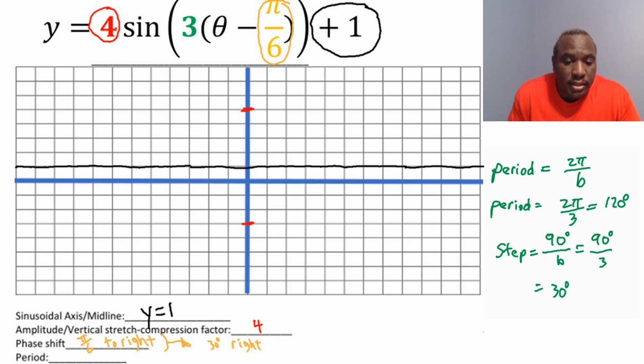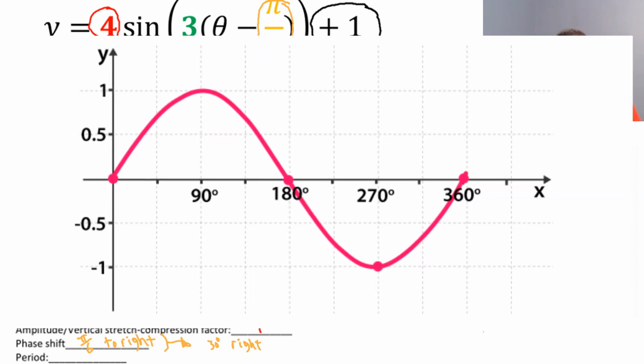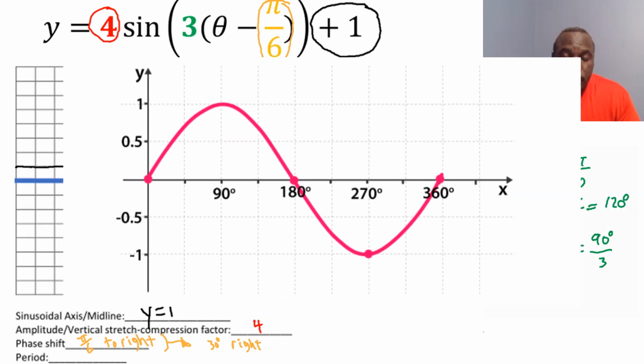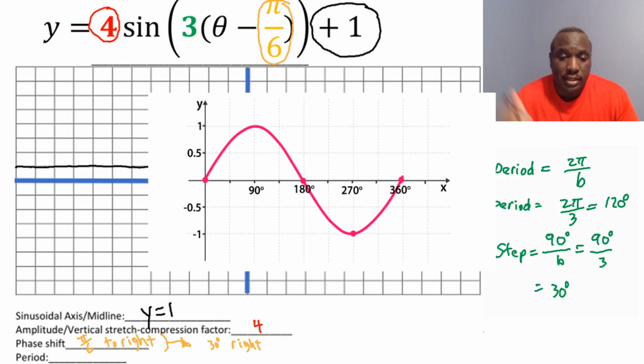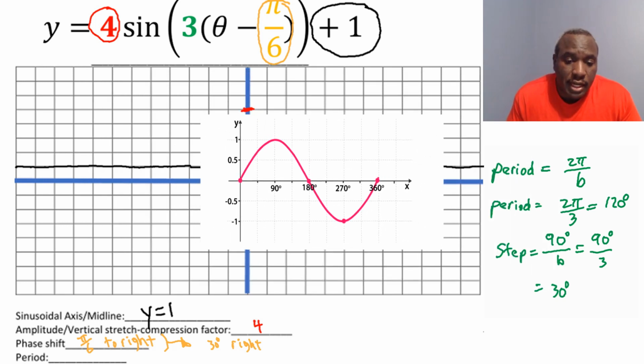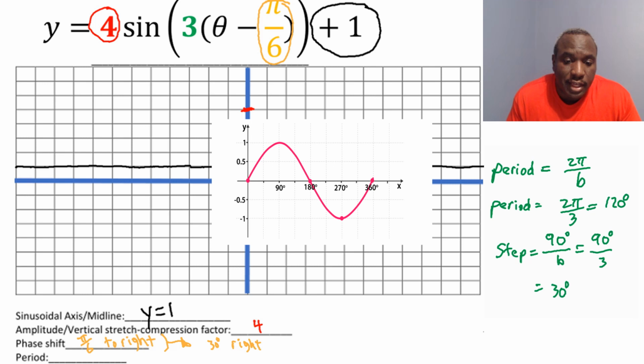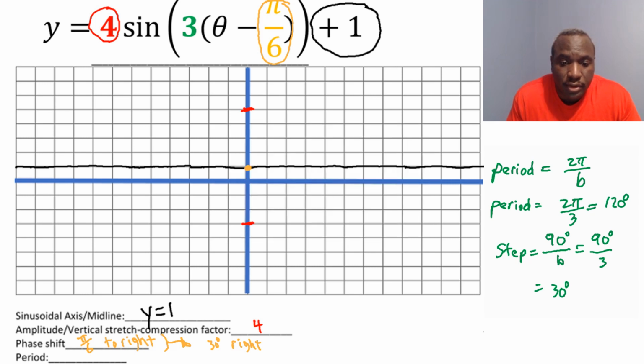So remember that normally we would start at the center. So we would normally start on the sinusoidal axis. Remember, this is what the sine graph looks like. So we would normally start on the sinusoidal axis, and then we'll go 30 degrees over, and then we'd have another point, and 30 degrees over, another point, 30 degrees over, another point, and we would keep alternating like this every 30 degrees if we didn't have a phase shift.